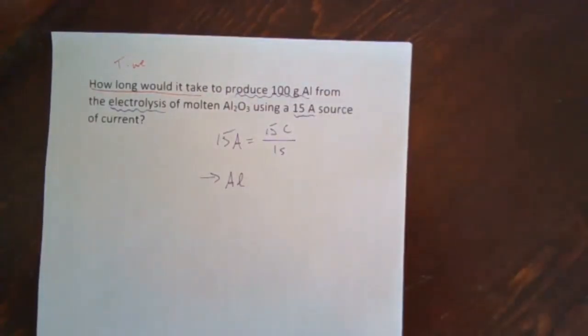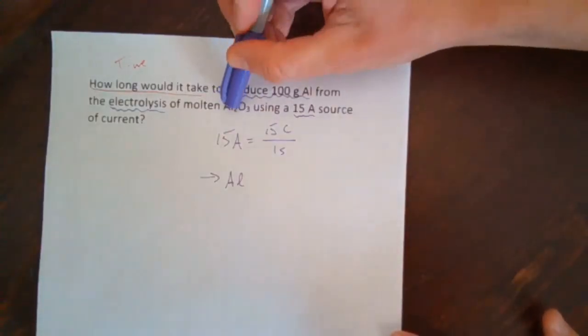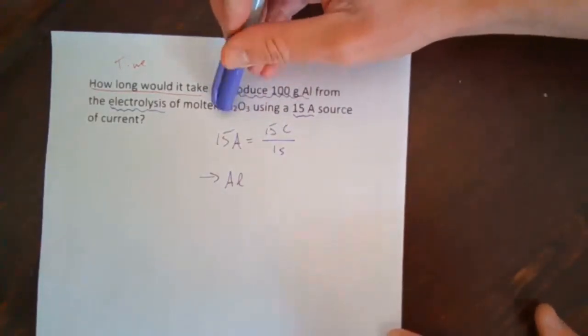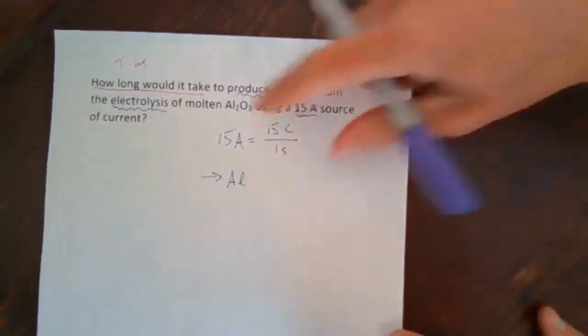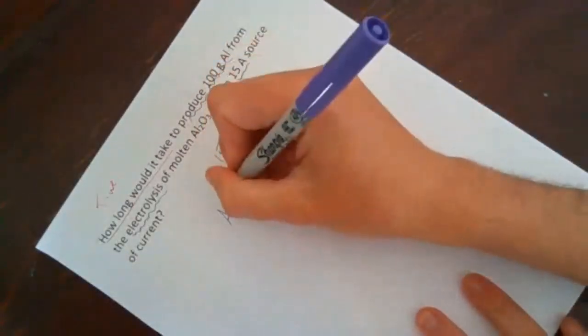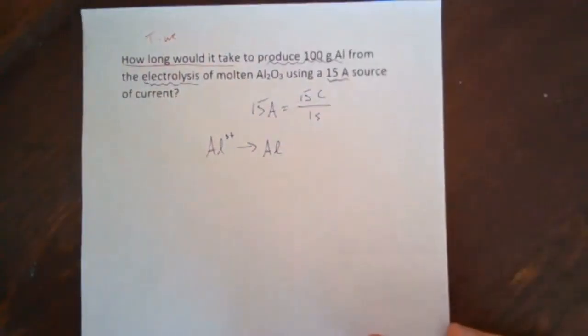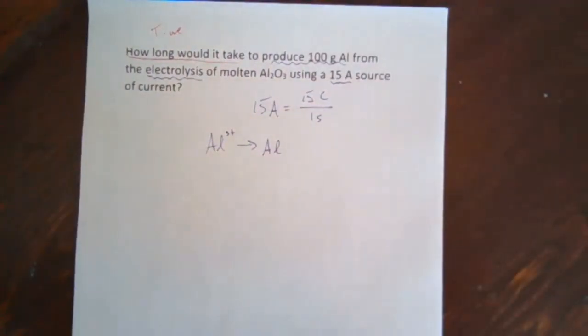So then what would be the reactant? Well, the reactant is from this ionic compound, right? We're starting with the Al in the ionic compound. Aluminum is always 3+. So that means this process would be Al3+ to Al. So this would be the half reaction that produces aluminum.